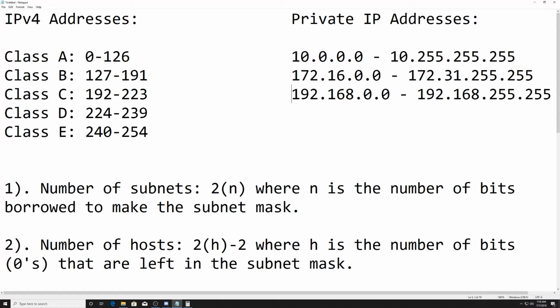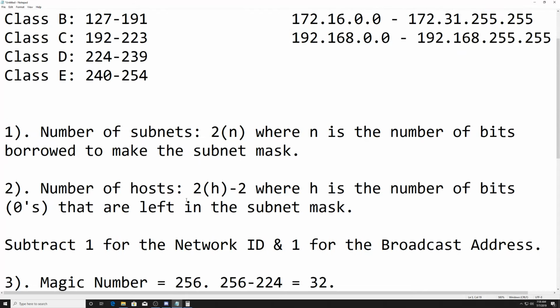We'll move on to point 2, the number of hosts within the network. So 2 to the h minus 2, where h is the number of bits, meaning zeros, that are left in the subnet mask. That's how you find how many hosts you can have within that network. And you may be asking yourself, where does this minus 2 come from in the formula? Well, here we go. The 2 comes from the network ID. You subtract 1 for the network ID, and that leaves you with 1 left. The next one is for the broadcast address. I'll talk about that in a little bit as well.